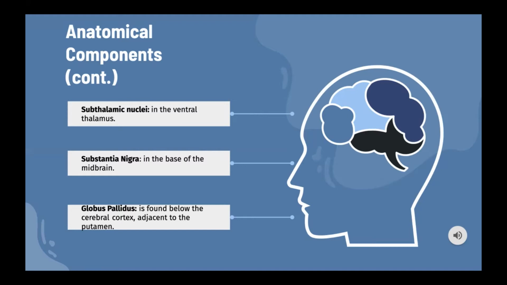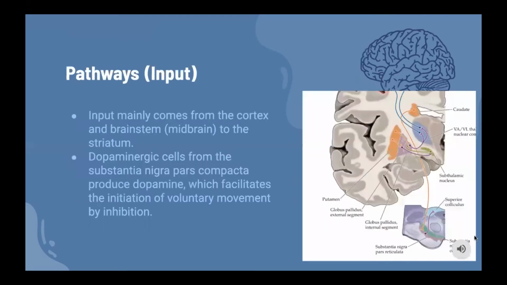The globus pallidus and the substantia nigra are the main sources of output from the basal ganglia complex to other parts of the brain. The main output is inhibitory. The substantia nigra contains important dopaminergic cells. The major input to the basal ganglia is to the striatum. Inputs come from the cortex and the brainstem.